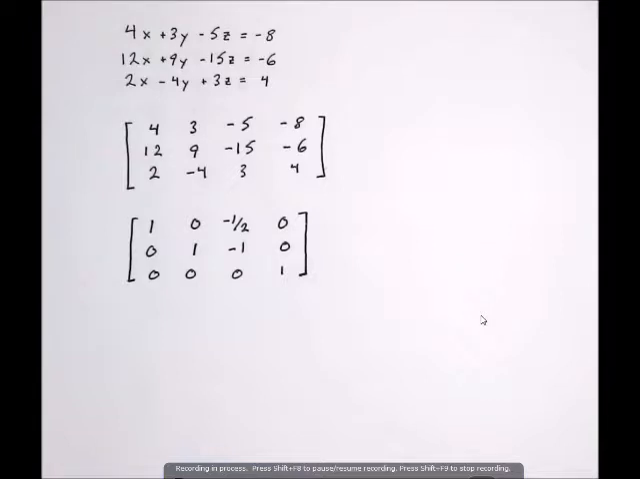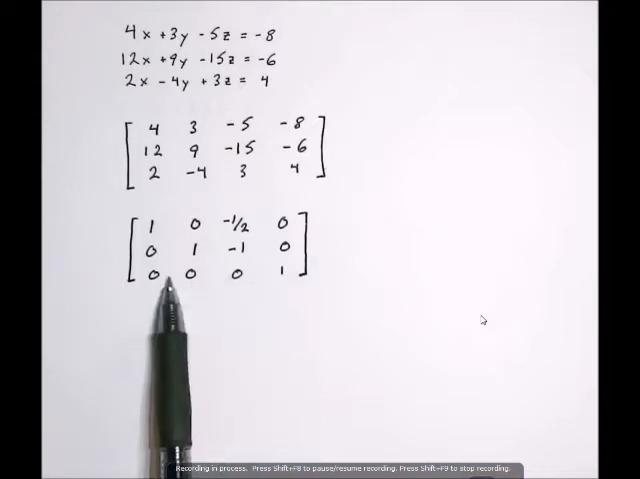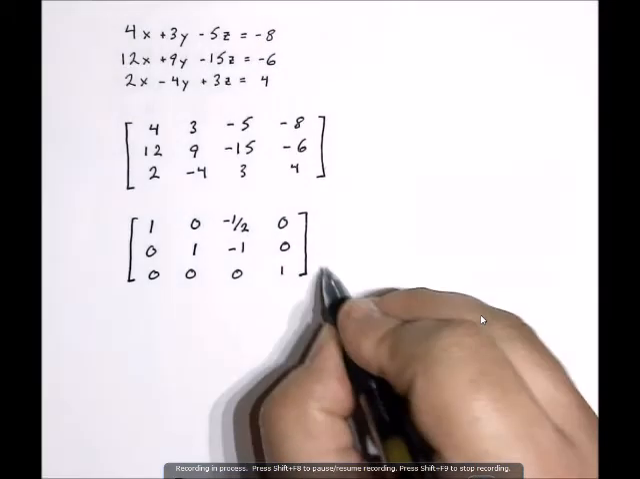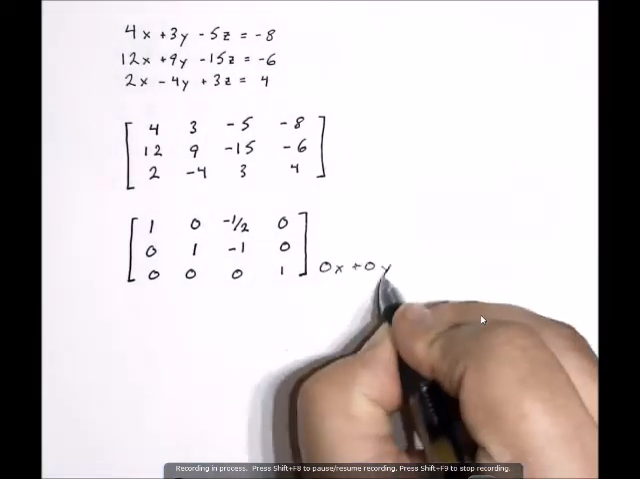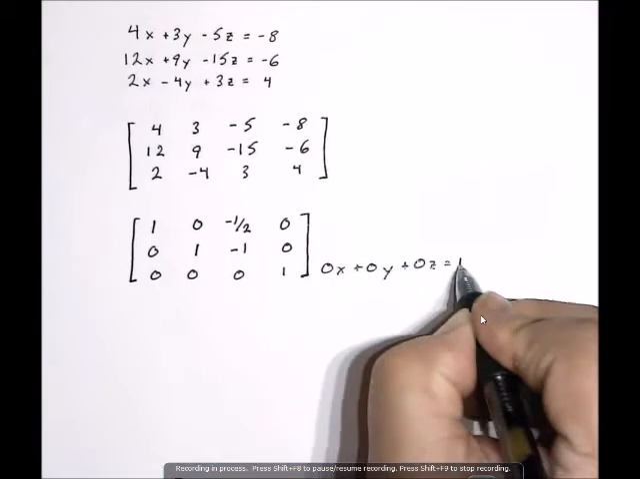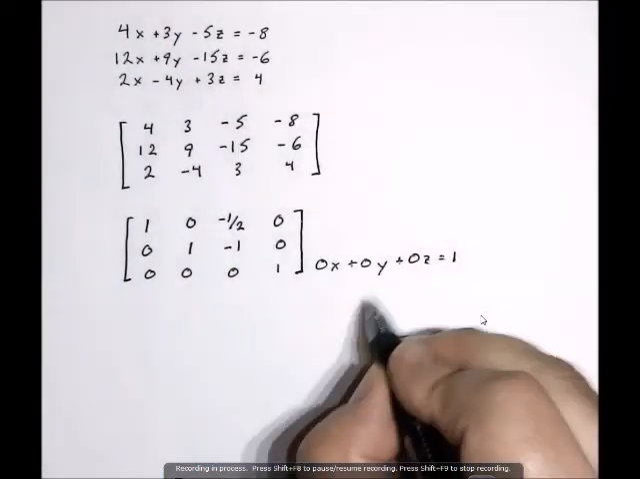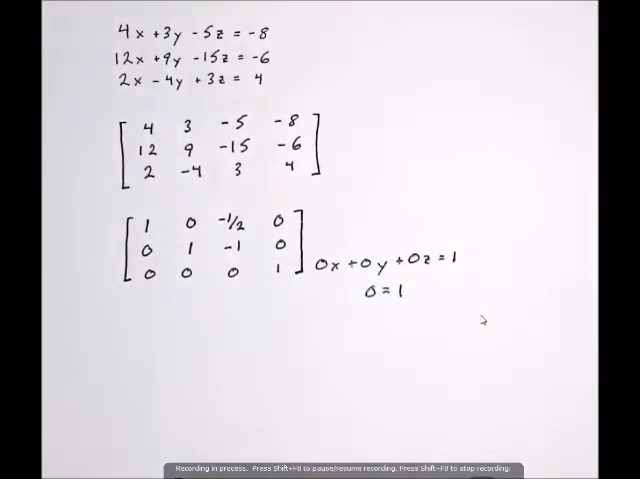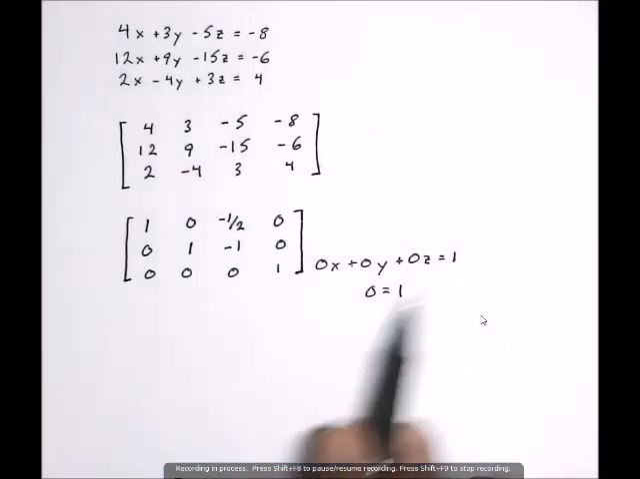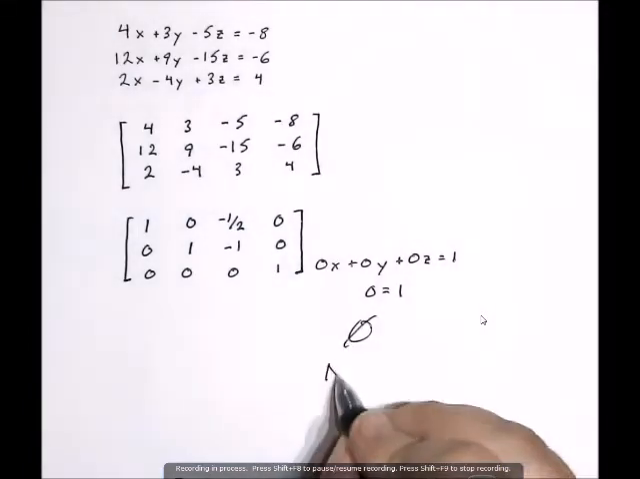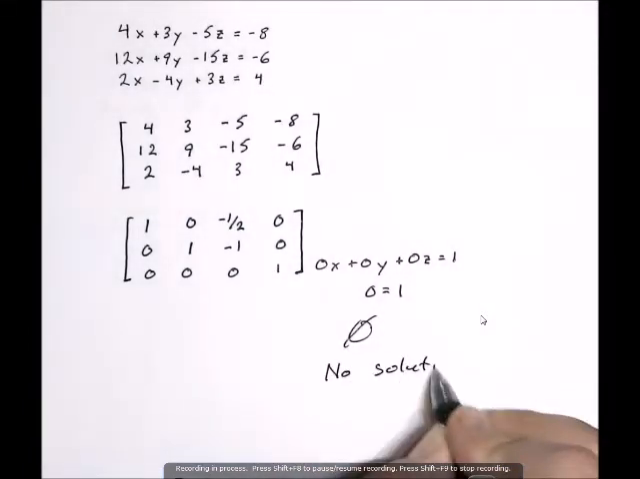But in this particular one, if we look down this diagonal, we see we have a problem down here. If I retranslated this bottom line, I would get 0x plus 0y plus 0z equals 1, or 0 equals 1, which is a false statement. And just like with regular linear equations, whenever you get that false statement out, it means no solution. And you're done.